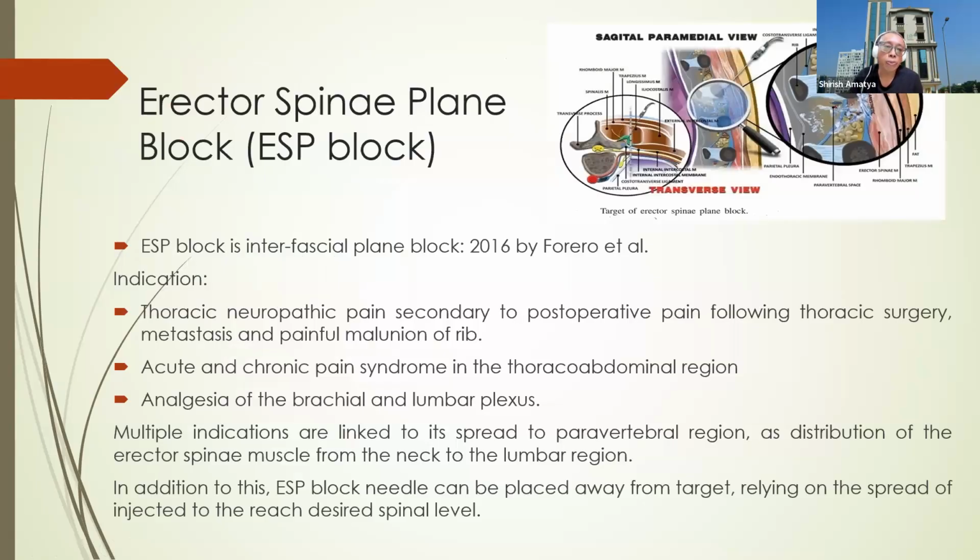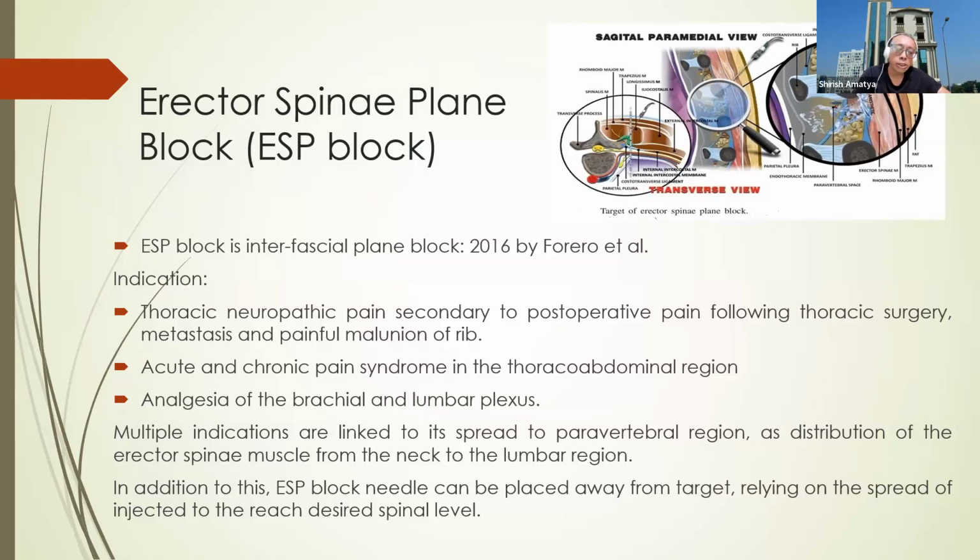So another block that we commonly do is the erector spinae plane block. As Sir has rightfully said, it is not only done for post-operative pain management in anesthesia. We do the erector spinae plane block if there is a wide area of muscle pain in the thorax and lower back. It was first done by Forero et al. in 2016 for thoracic neuropathic pain secondary to thoracic surgery, as well as for metastasis, and it was initially done to relieve pain from painful malunion of rib.